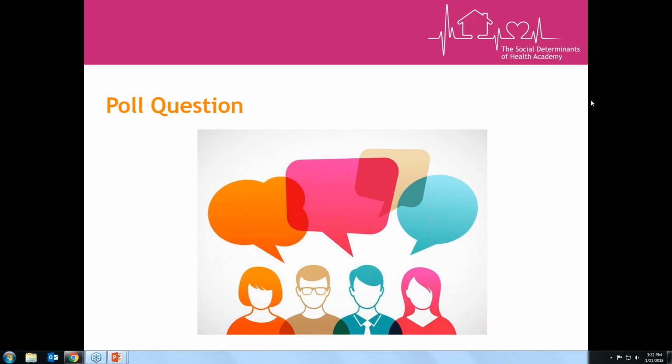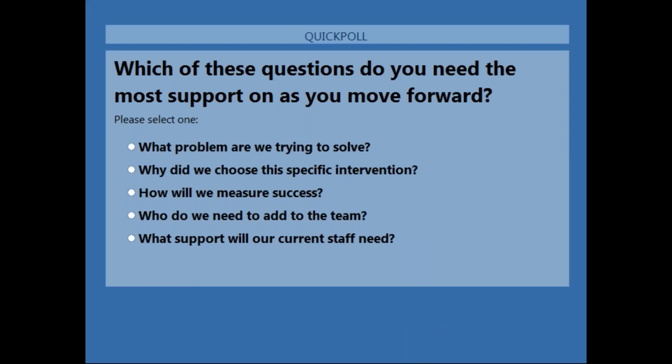I'll just go ahead and ask you to launch this last poll, which is perfect to get us back in the moment, which is revisiting those questions we just asked. What problem are we trying to solve? Why did we choose this specific intervention? How will we measure success? Who do we need to add to the team? And what support will our current staff need? Look at those and figure out which of these questions you think, just from your gut right now, you'd need the most support on as you move forward. You let us know and we'll start to follow up.